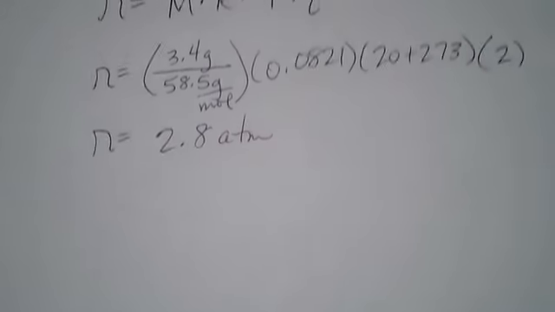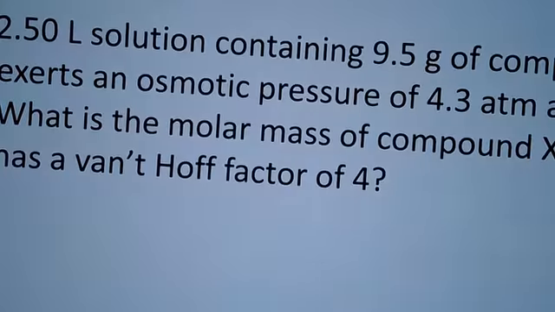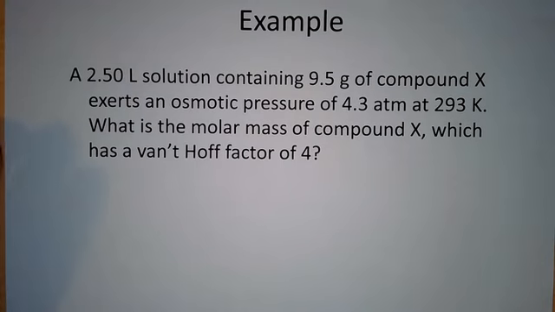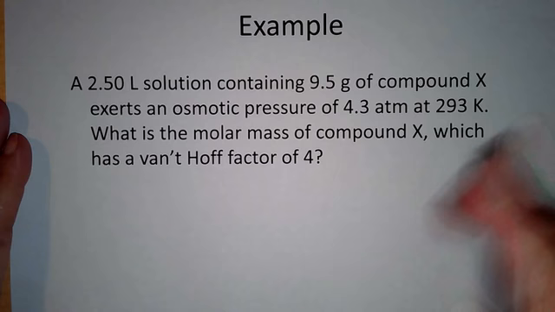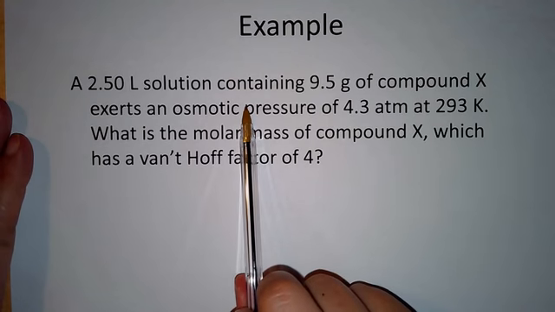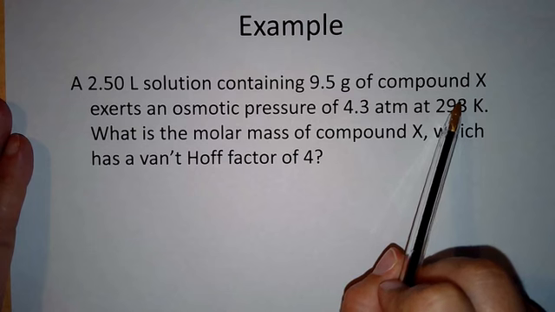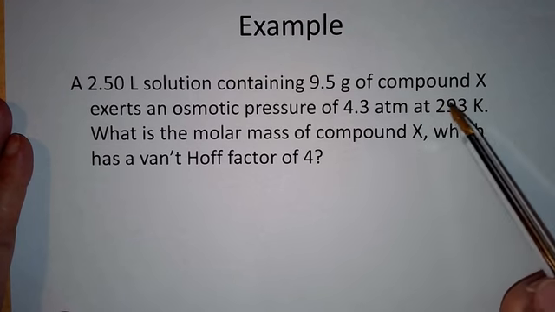Alright, we'll do one more example looking at an electrolyte solution. And in this one, we're again going to solve for the unknown molar mass. Alright, we have a 2.5 liter solution. We had 9.5 grams of a compound called X, and we've measured the osmotic pressure of the solution at 293 Kelvin. We know that compound X has a Van 't Hoff factor of 4. So what is the molar mass?